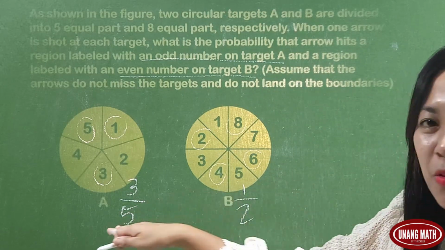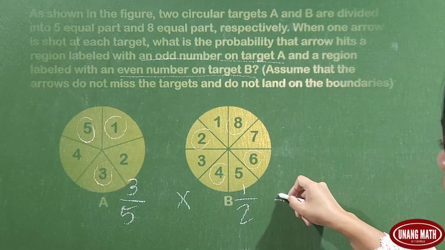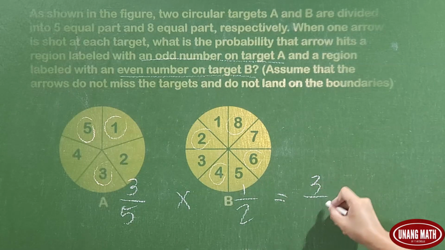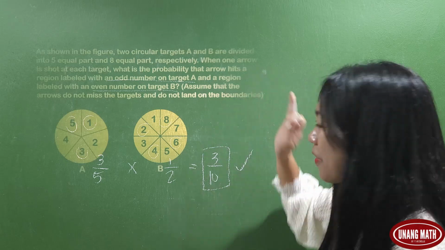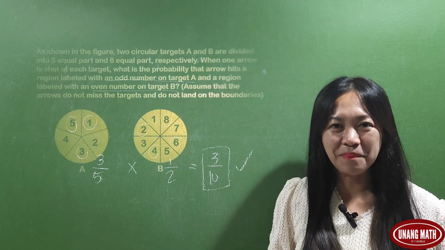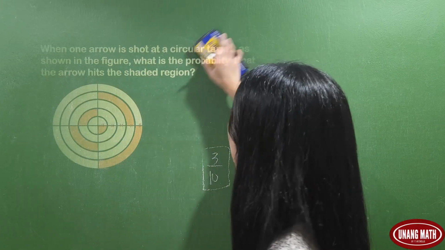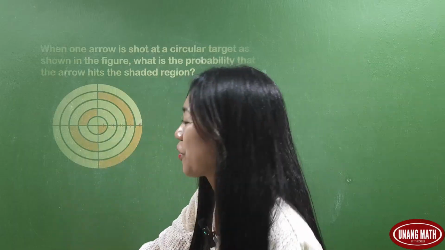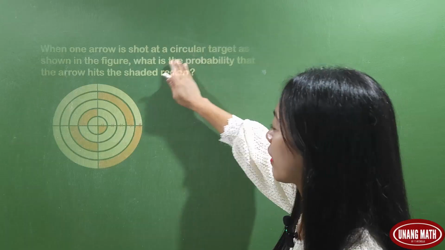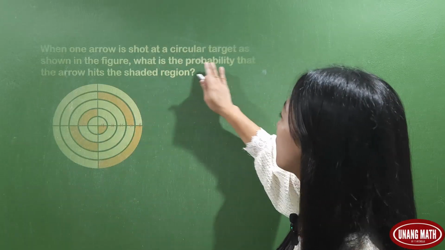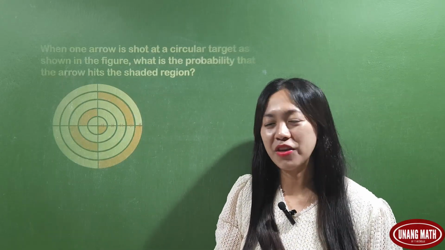Okay. We will be using these two probabilities together. So we have to multiply. So this is now equal to 3 over 10. So this is the probability for this problem. Okay. Let's also answer another problem. When one arrow is shot at a circular target as shown in the figure, what is the probability that the arrow hits the shaded region?